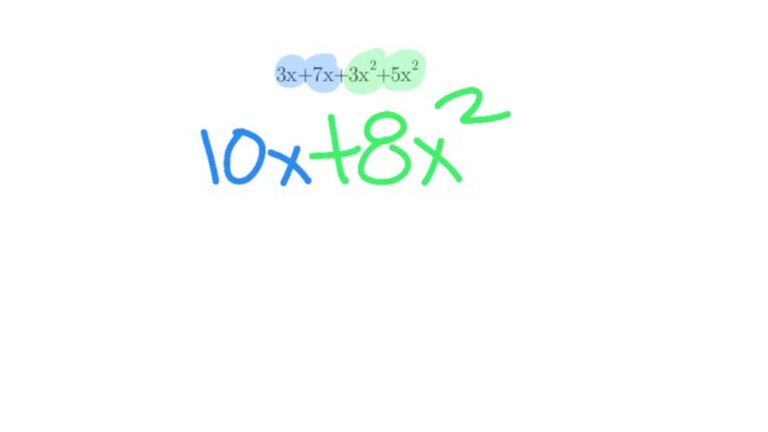When you combine like terms, you do not touch the variable, and you do not touch the exponent. The only thing you touch is the coefficients. You're either adding or subtracting the coefficients, and leaving the variables and the exponents alone. Since we have nothing else to combine, simplifying and combining like terms gives us 10x plus 8x squared, and we're complete with that example.